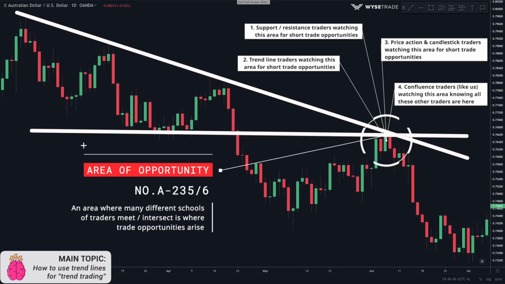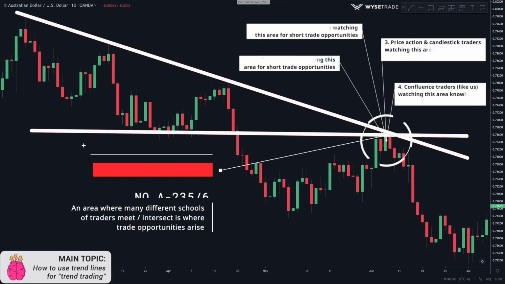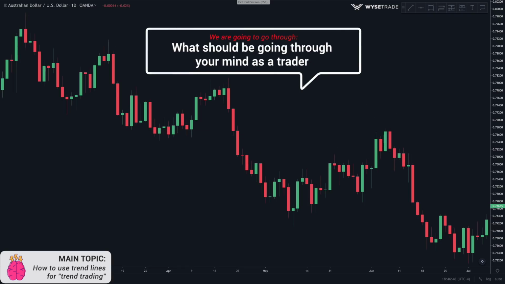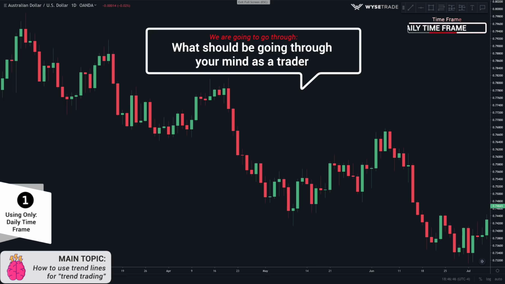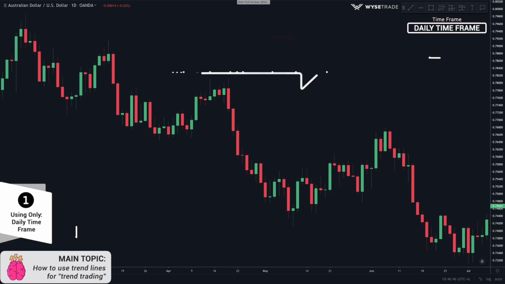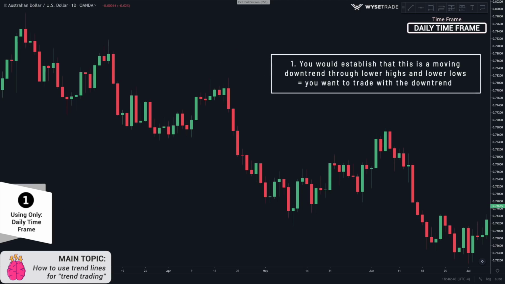All these different types and schools of traders with different trading styles all eyeing this area for possible short opportunities is what can trigger a possible trade entry short. Now let's break this down step by step of what should be going through your mind as a trader. Also, to point something out, we are only using one time frame in this example, which is the daily time frame. And the reason this is important is because later in this video, we will begin showing you how to use multi time frames.